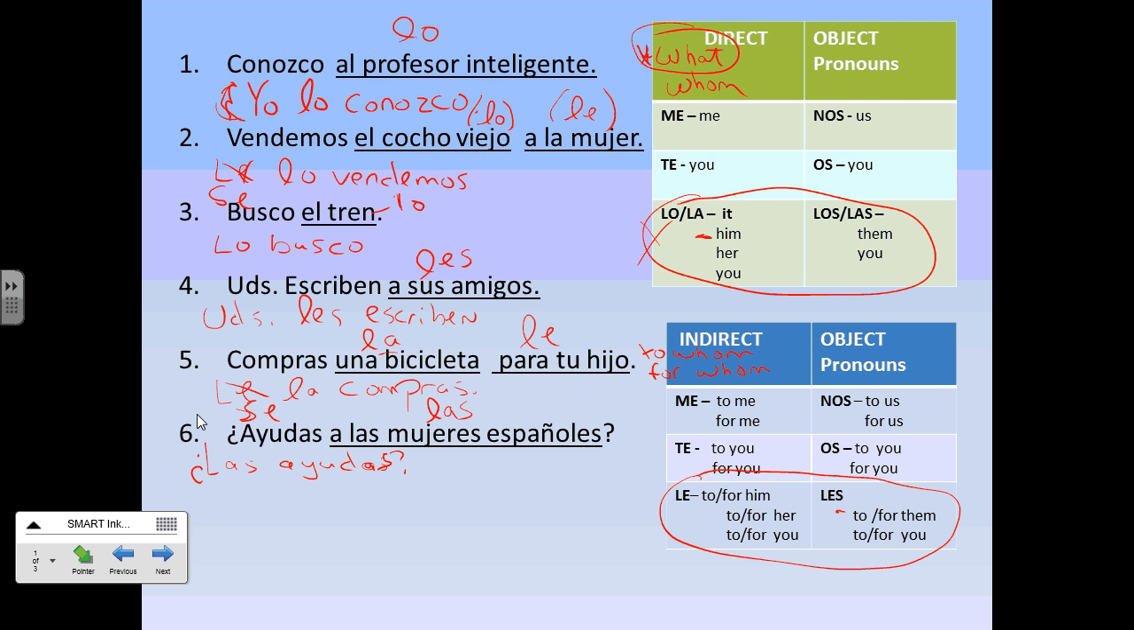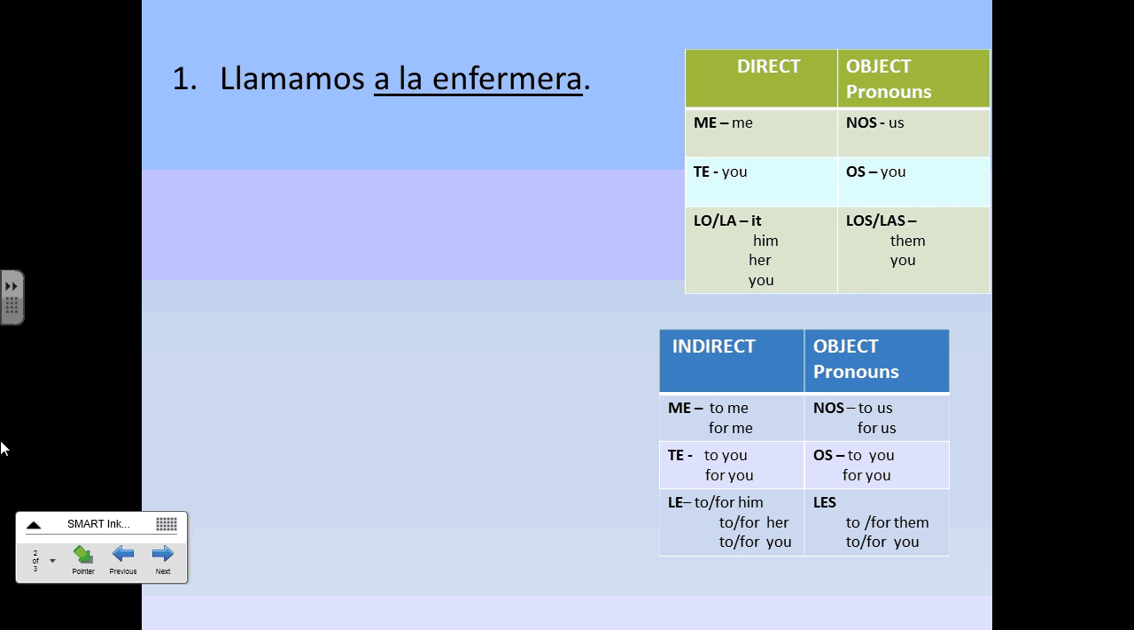How did we do with those? We're going to go on to a couple more. Llamamos a la enfermera. I apologize, you probably don't know what enfermera is. It's the nurse. So it's we call the nurse. We call her. We want to say her. So her right here. And her would be under U1L1. It's not we call to her or for her. So in this situation it would be la llamamos.